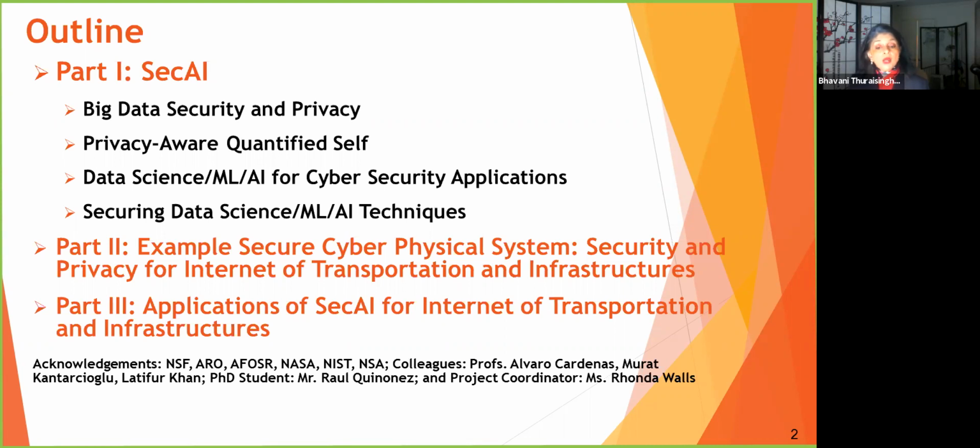Part two, I'm going to give an example of a cyber physical system and some of the security aspects. In particular, I'm going to talk about Internet of Transportation and infrastructures, and what about security and privacy for such systems. And part three is going to apply part one to part two, which is applications of security and AI for Internet of Transportation and infrastructures.